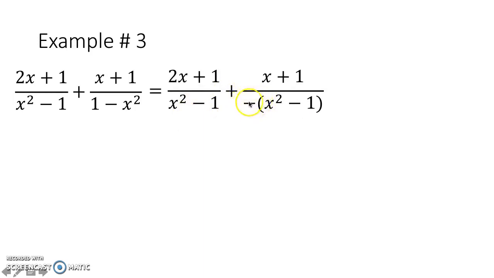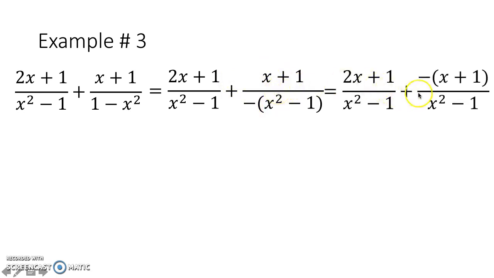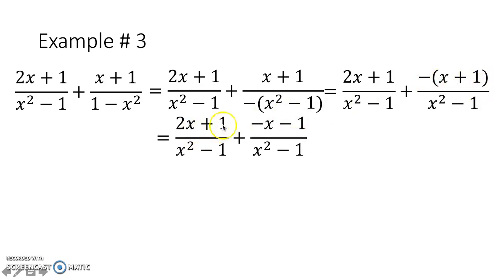So since there is a negative here, I can just simply put the negative sign in the numerator. But if I'm going to put the negative sign here in the numerator, I have to enclose x plus 1 in parentheses. So that will become like this. Then, the negative sign here, I will distribute it to x and 1. So that becomes 2x plus 1. This is the same with the rational expression. But the negative here, I distributed the negative sign to x and 1. So that becomes negative x minus 1.